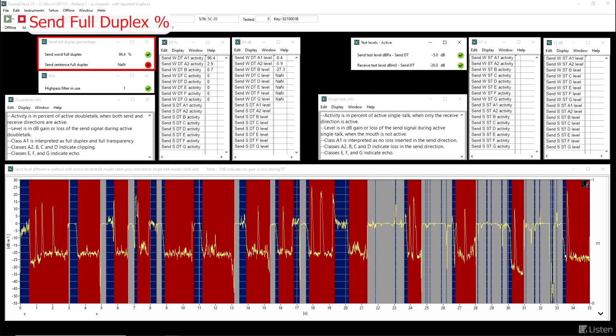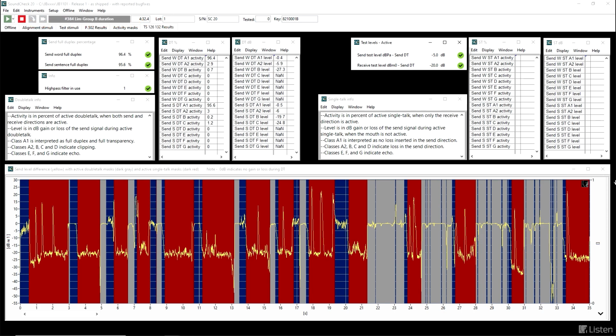In the upper left box, you can see that the first part of the series, where there are words only, the word 5, is given 96.4% full duplex. The second part, which is full words, or sentences, is 95.6%.